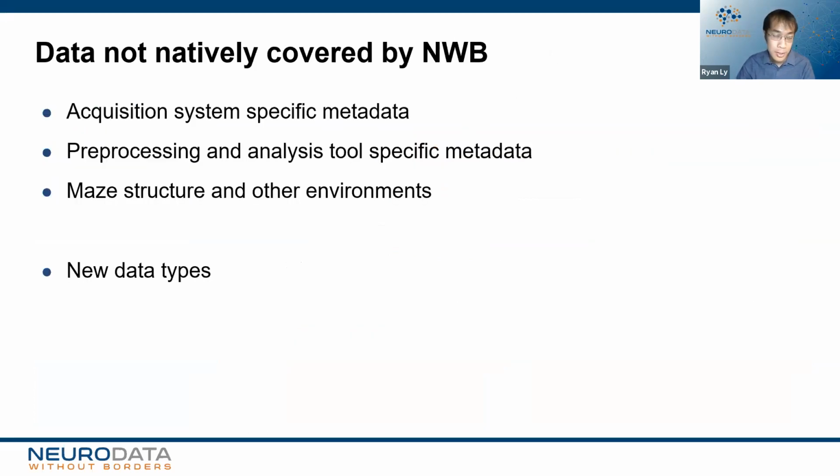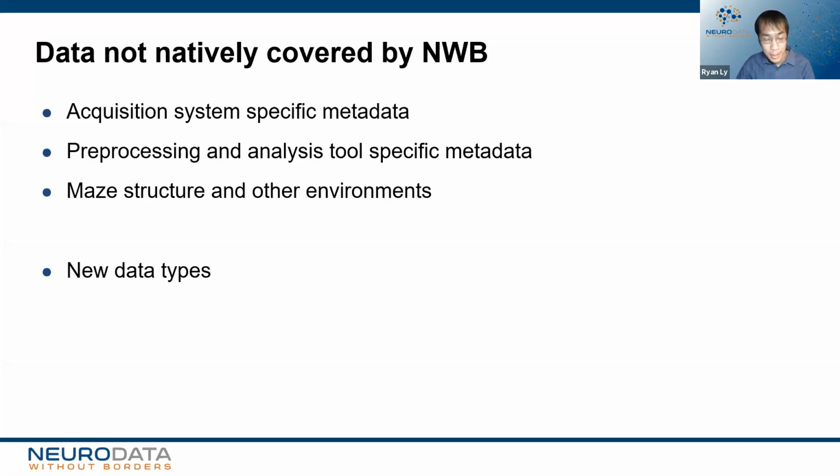There are many situations where you might have data that are not natively covered by NWB. Your acquisition system might have metadata that is important for you to understand and analyze the data that doesn't have a particular field in NWB. Your pre-processing or analysis tools might need extra information that is not natively supported. And there are certain types of experimental design parameters that you might want to encode as well.